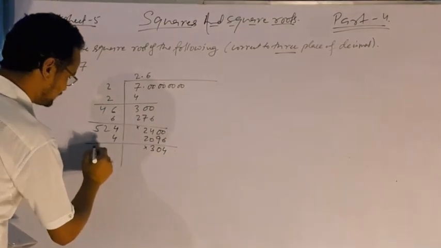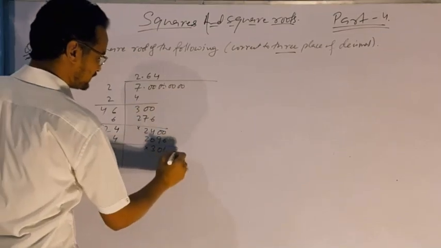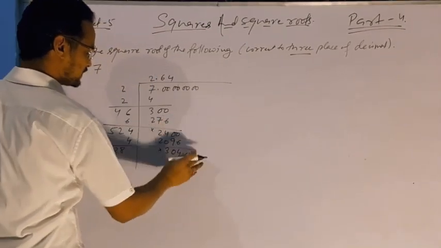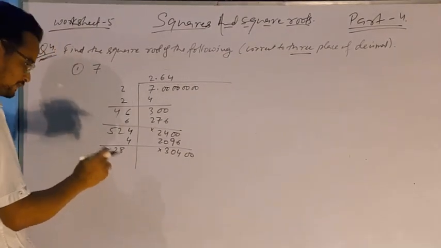Now it is 528. It is 4 times, so we will put 4. Now we will carry down another pair of zeros. There it is 0. Now we will check how many times it goes, by observation of the digits.